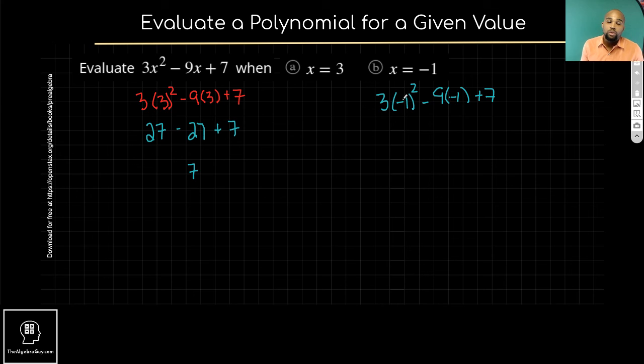Negative 1 times negative 1 is a positive 1. 3 times 1 is 3. This is going to be negative 9 times negative 1, which is a positive 9. So this turns into a plus 9. And I have a plus 7 after that. So that becomes 3 plus 9 is 12. 12 plus 7 is 19. There's our answers.